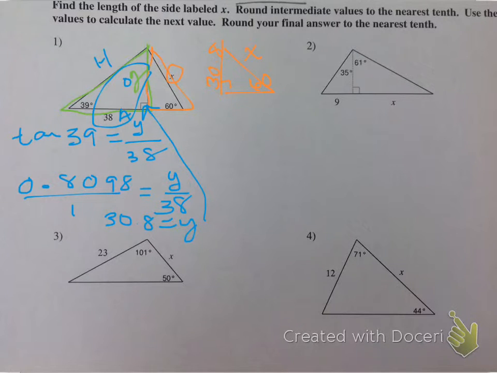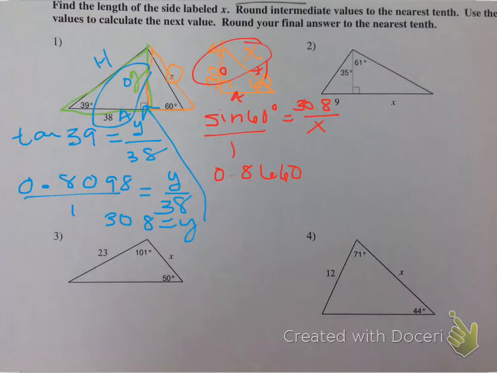Solving for x, say we have O, A, and H. We know O, we're looking for H, so we're going to take the sine of 60 degrees and set that equal to 30.8 over x, which is 0.8660 equal to 30.8 over x. That was supposed to be a 1. When I cross multiply, I'm going to end up taking 30.8 divided by 0.8660, and that gives us our final answer of 35.6.